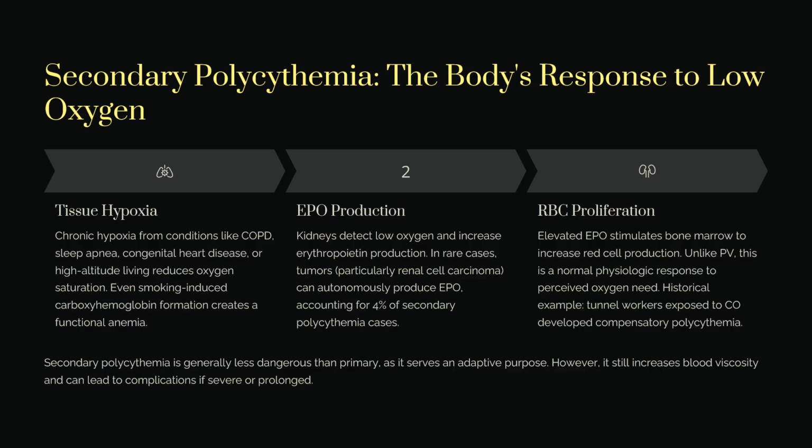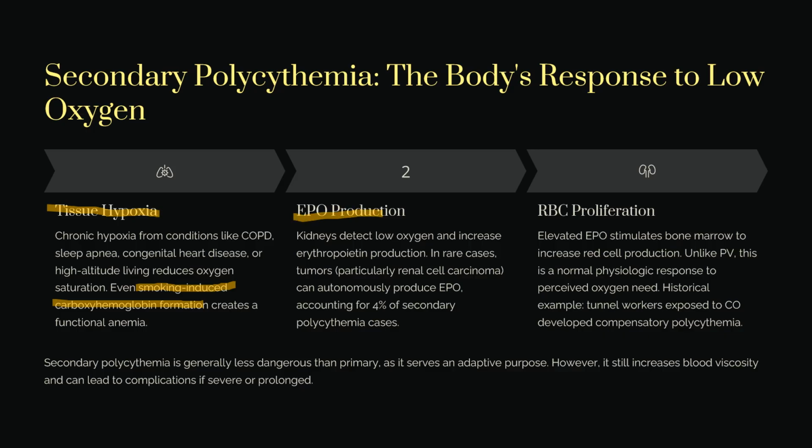The secondary polycythemia is due to the body's response to low oxygen. Number one reason is tissue hypoxia. Chronic hypoxia from conditions like COPD, sleep apnea, congenital heart disease and high altitude living reduces oxygen saturation, so less oxygen is inside the body. That might also be due to smoking-induced carboxyhemoglobin formation. Whatever the reason, less oxygen is inside the body. This is called tissue hypoxia. This also causes functional anemia.